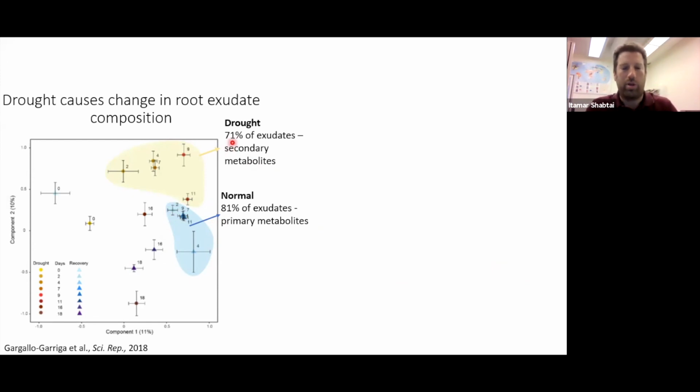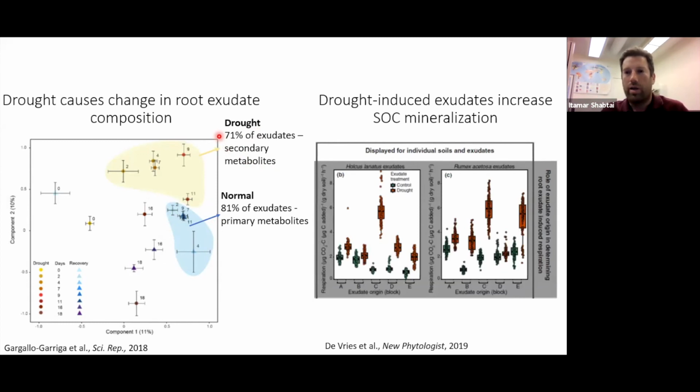And here 70% of the exudates were secondary metabolites when these plants were subjected to the drought treatment. In another paper shown here, drought-induced exudation, where these exudates were then collected and put into another soil that did not experience this drought, resulted in increased soil organic carbon mineralization. So you see that again, abiotic conditions can result indirectly in differences in soil organic carbon cycling.